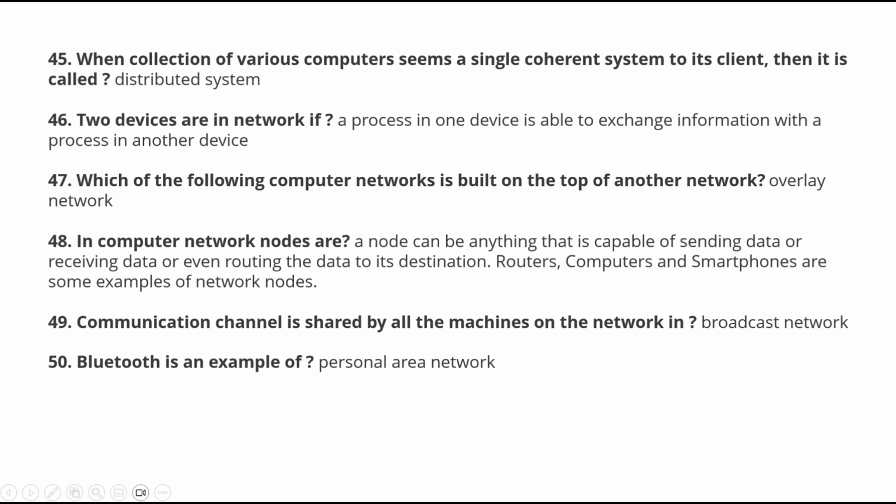47. Which of the following computer networks is built on the top of another network? Overlay network. 48. In computer network, a node can be anything that is capable of sending data or receiving data or even routing the data to its destination. Routers, computers and smartphones are some examples of network nodes.